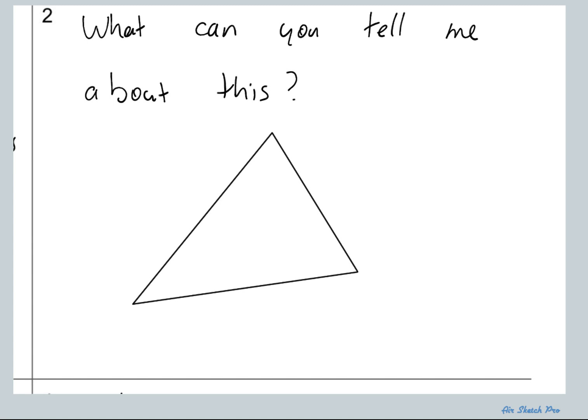Good. So our very first unit of work has got everything to do with triangles. So let's just start off with this very simple question: what can you tell me about that on the board? Just one fact at a time. Stick your hand up because it makes it easier for me to manage what's going on. Archie. 3 sides. Okay, good observation.